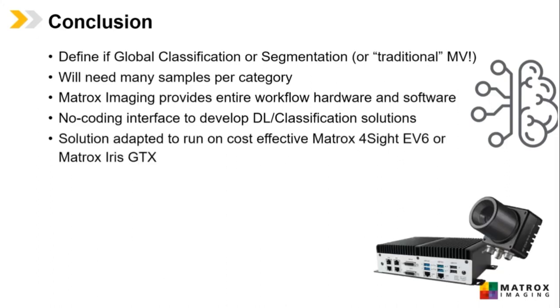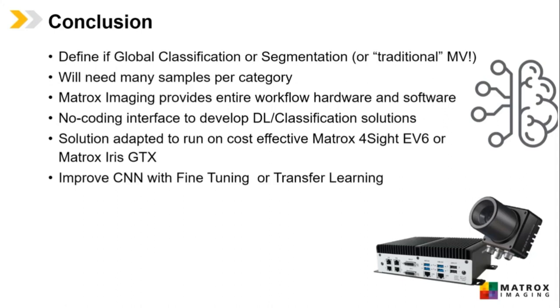Our solutions are adapted to run on cost-effective platforms, such as the Foresight EV6 or the Iris GTX. You don't need a supercomputer or a GPU system or multiple GPU systems to run applications. As we mentioned, we offer improvements of your CNN with the fine-tuning process, as well as another training called transfer learning. And Matrox has an extended tool set of 2D and 3D vision tools.